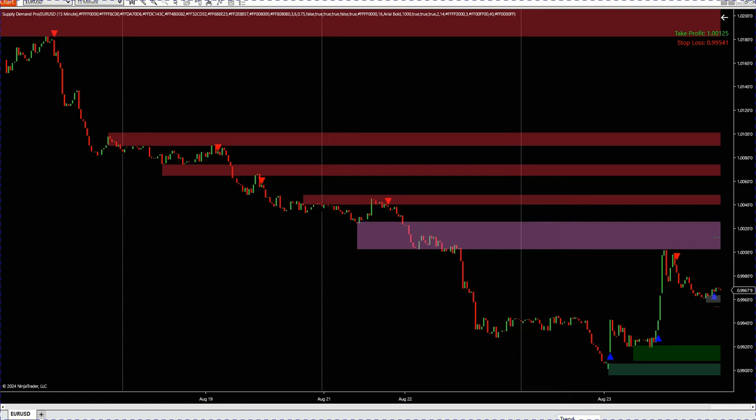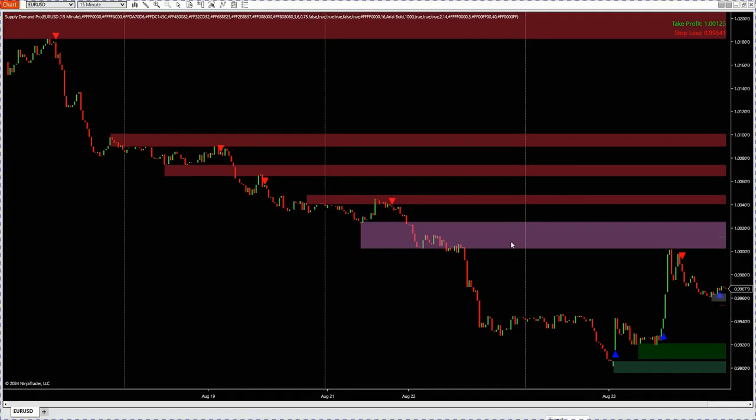Hello fellow traders, in this video we are going to do an overview of the Indicator Vault Supply Demand Pro indicator for the NinjaTrader platform. So here it is on the chart, and it's a very straightforward type of indicator. Supply and demand is one of the most popular ways of viewing the market and making out zones, as you see here, to trade from.